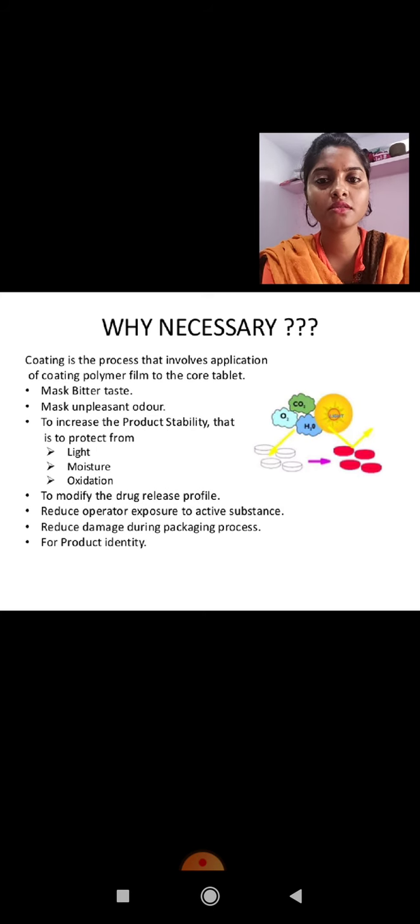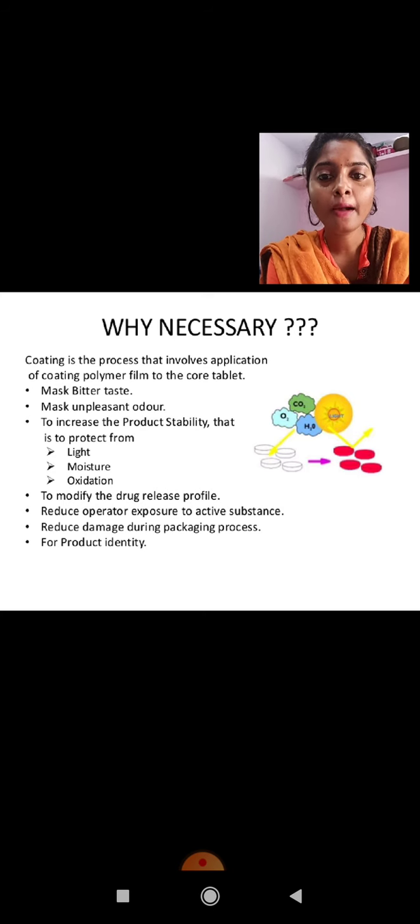Coating is a process that involves the application of a coating polymer film to the core tablet. The core tablet is covered with a polymer material. Different polymers are there, and by using these polymers we apply a polymeric solution. The polymer coating solution is applied to cover the core tablet.